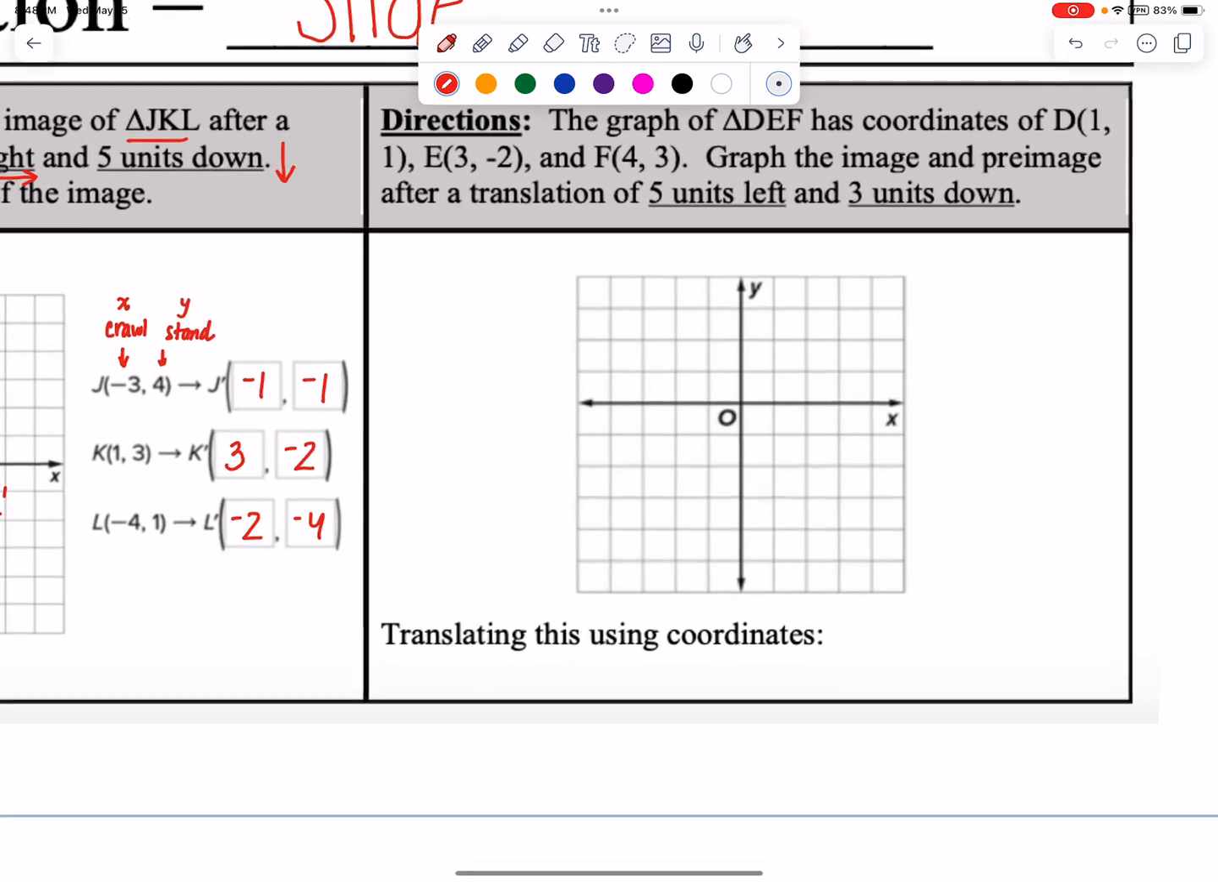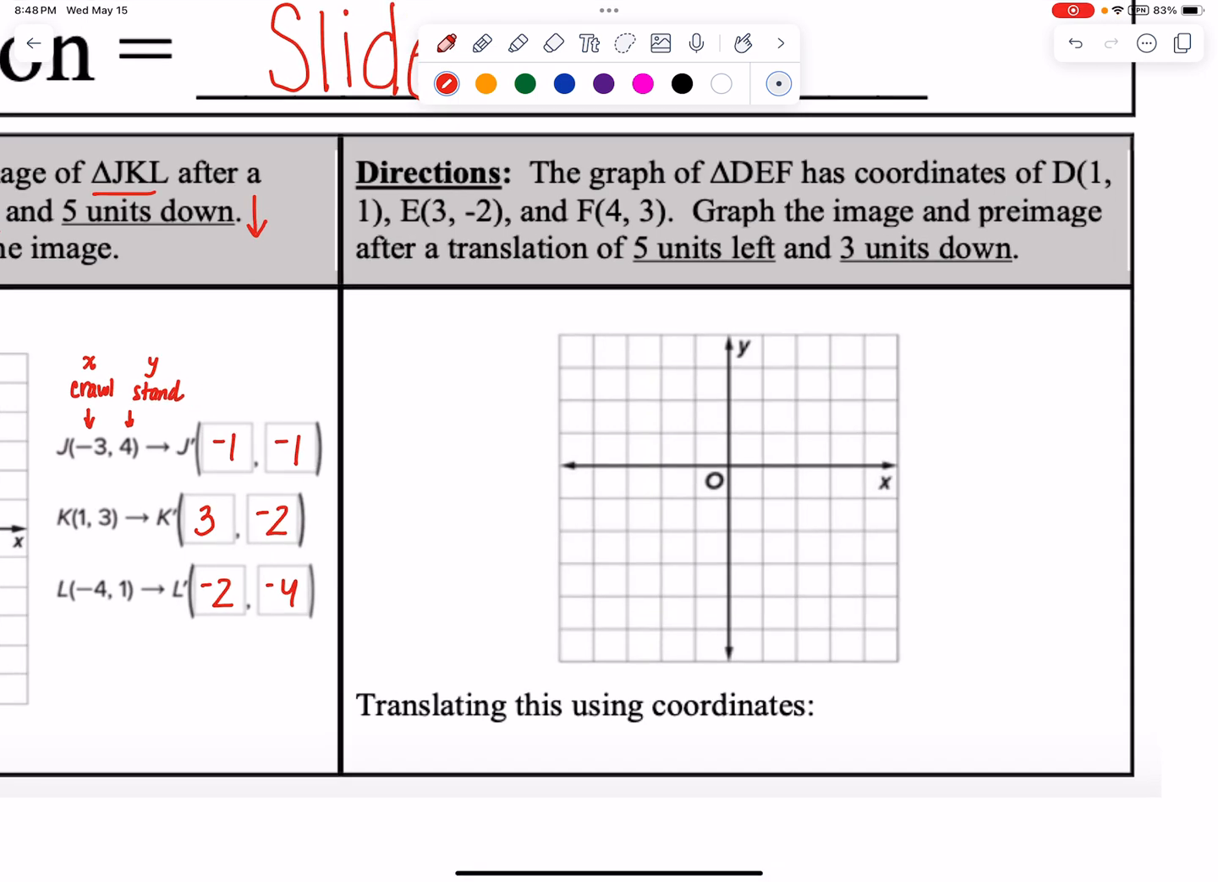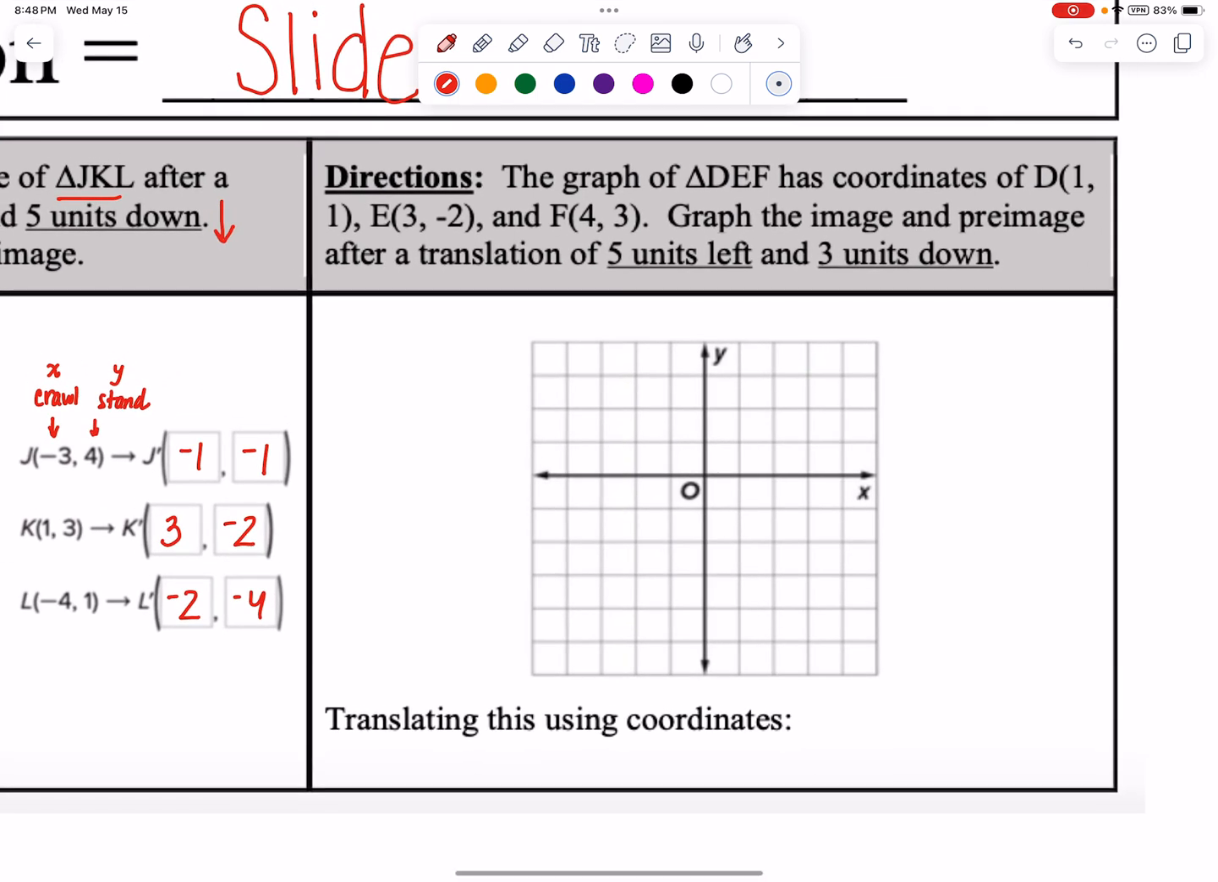So now let's go ahead and take a look at the next one. It says the graph of triangle DEF has coordinates of D is 1, 1, E is 3, negative 2, and F is 4, 3. So let's go ahead and plot those points. So 1, 1, over 1, babies crawl, then stand or fall. Okay, so let's label it. This is point D. Then we have point E is 3, negative 2, over 3, down negative 2. Here's point E. And we have F is 4, 3. So crawl 4, 1, 2, 3, 4, and positive 3, 1, 2, 3.